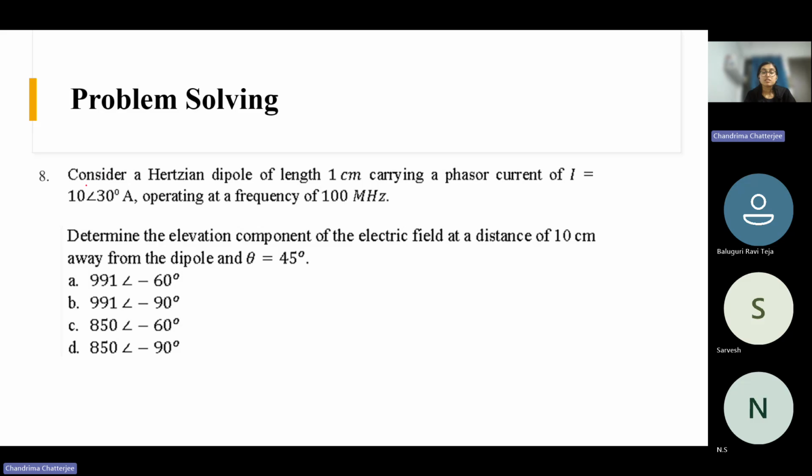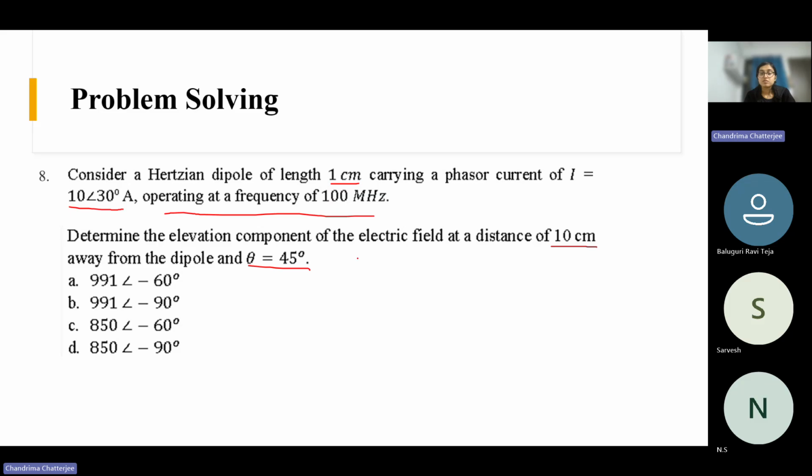Okay, next question. Consider a Hertzian dipole of length 1 centimeter carrying a phasor current of I equal to 10 angle 30 degree. There is a phase angle of the current. Operating at a frequency of 100 megahertz, determine the elevation component of the electric field at a distance of 10 centimeter away from the dipole and at theta equal to 45 degree.